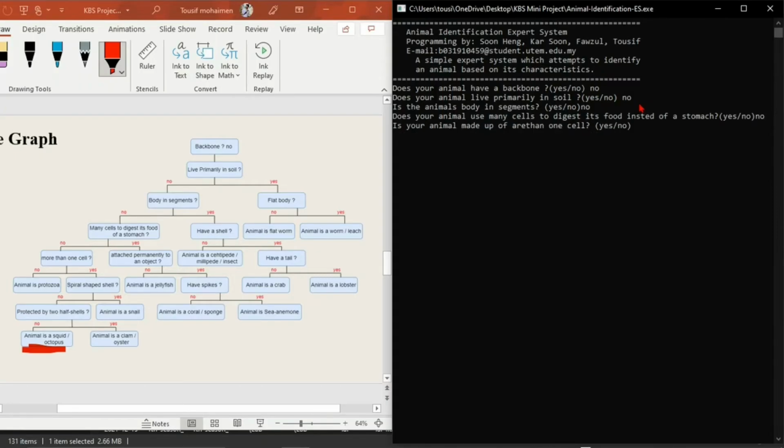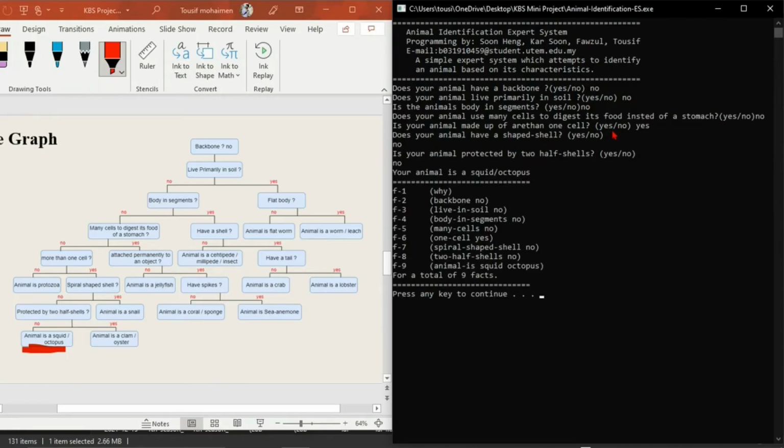Is your animal made up of one cell? Alright, yes. Does our animal have a shaped shell? Alright, no. Is your animal protected by two half shells? Alright, sorry, no. So we are finding your animal is squid or octopus. So we reached our target successfully.